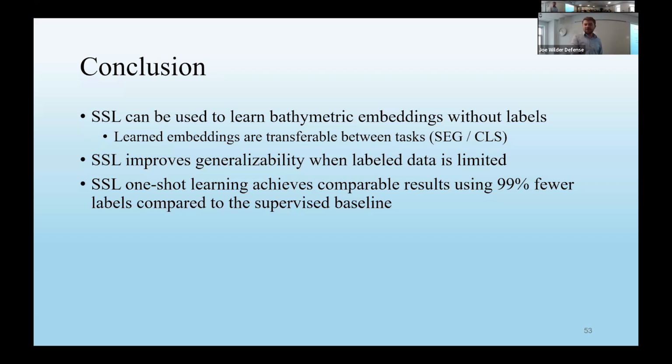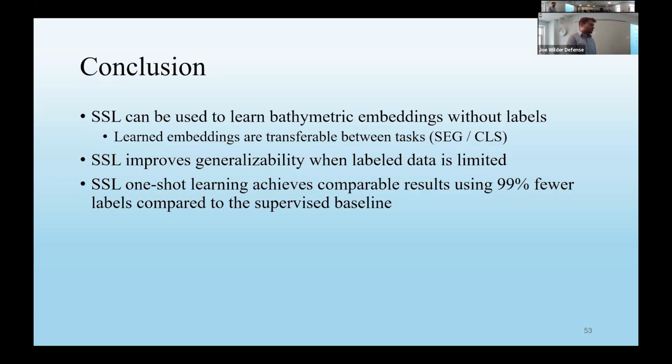So to finish up here, SSL can be used to learn bathymetric embeddings that help with that downstream task of classification. And it can be transferred between different tasks such as segmentation and classification. It does improve generalizability when the labeled data is limited. You could argue that as we give more labeled data to the supervised model from different areas, we can expect the gap will shrink for sure, but we're able to get similar performance using far fewer labels. So that is a way that time can be saved.